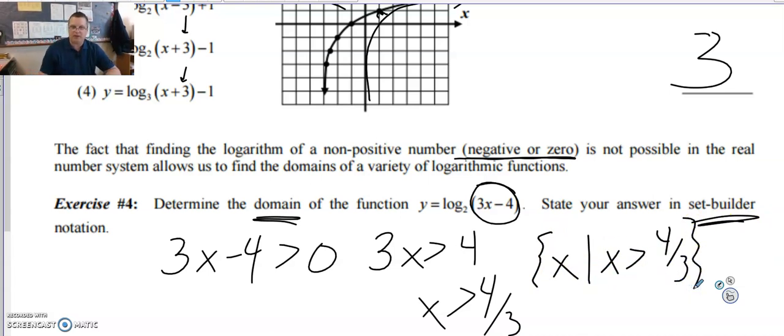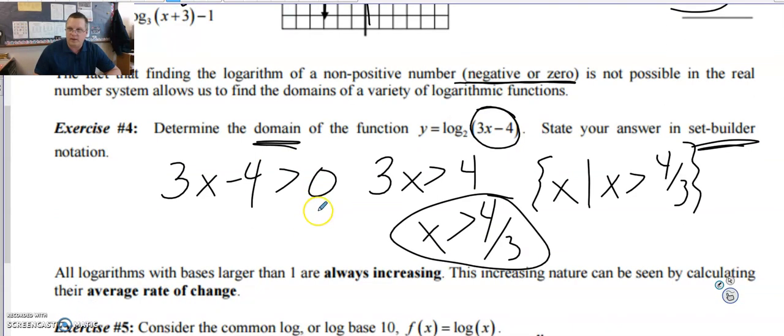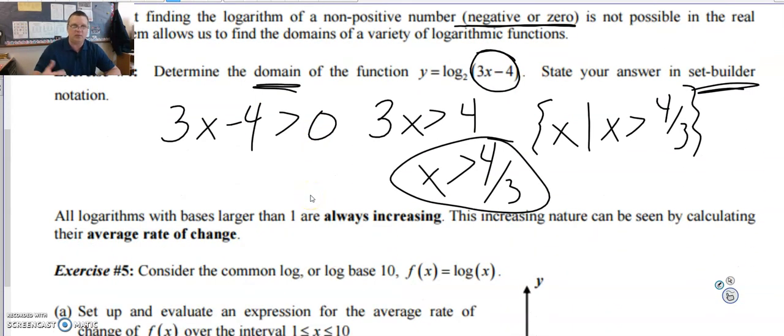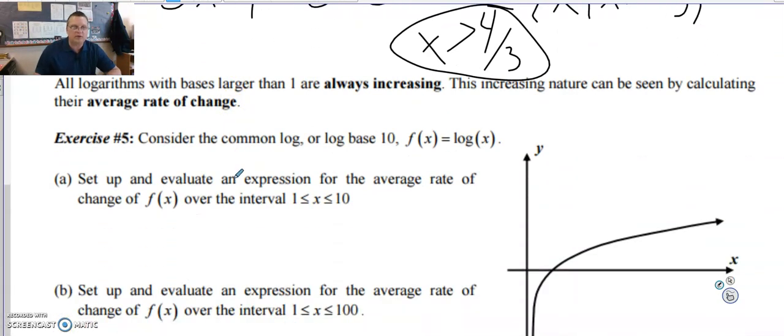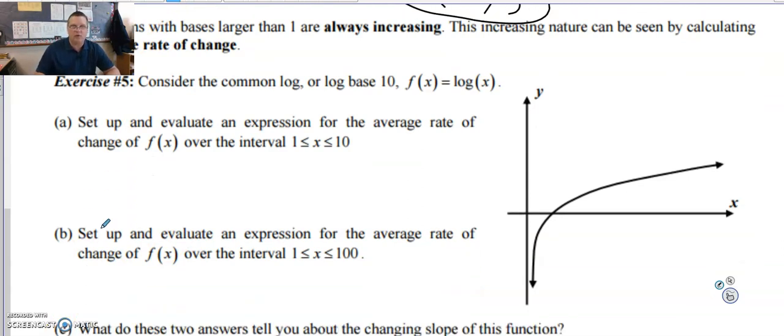I will not be that picky as long as you have this shown. If they're talking about the domain, I'm going to be okay with that. And then we'll fine tune the set builder as we get more comfortable with this. So what they also will do here is bring in average rate of change. And remember, the average rate of change is the slope. So if you want, you can always plug in values depending on how easy they are to find.